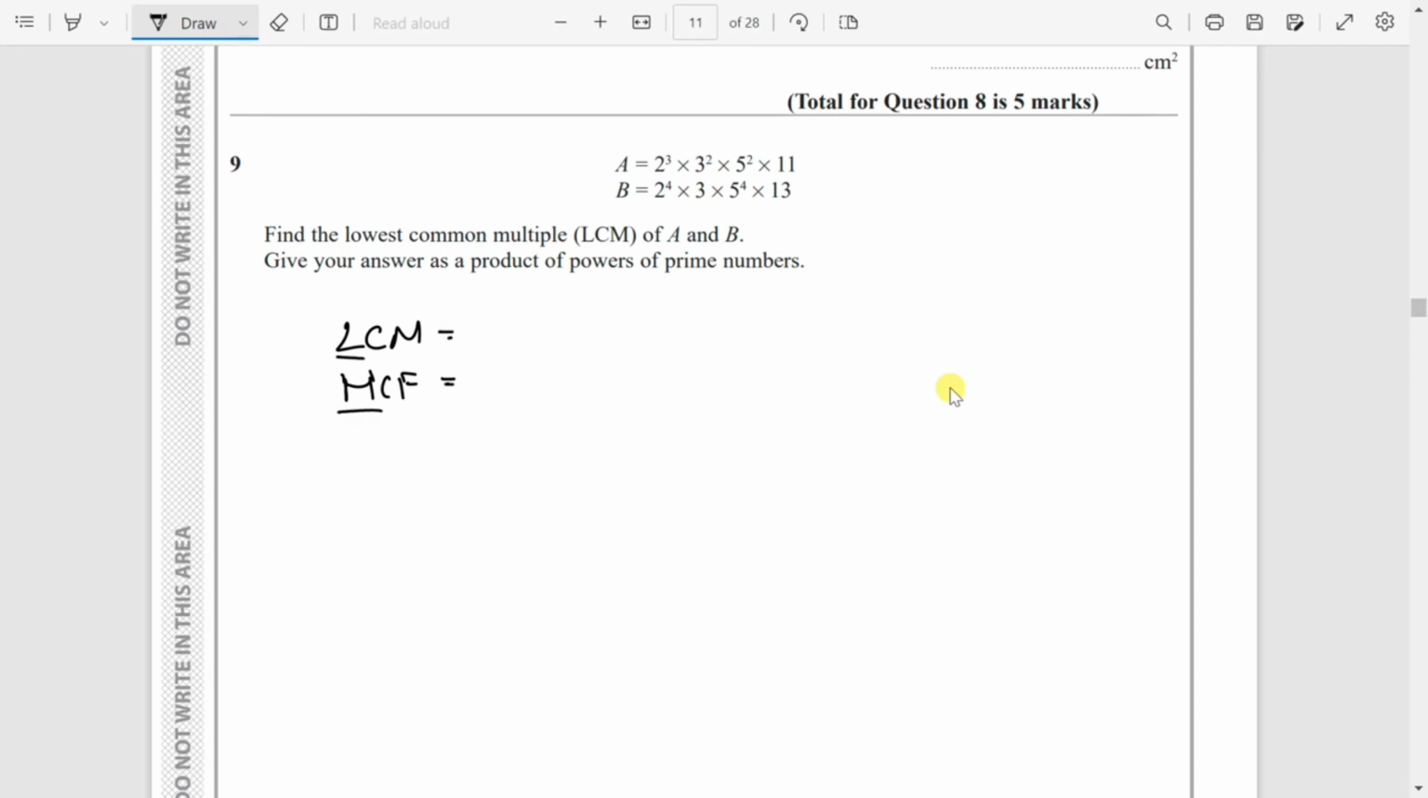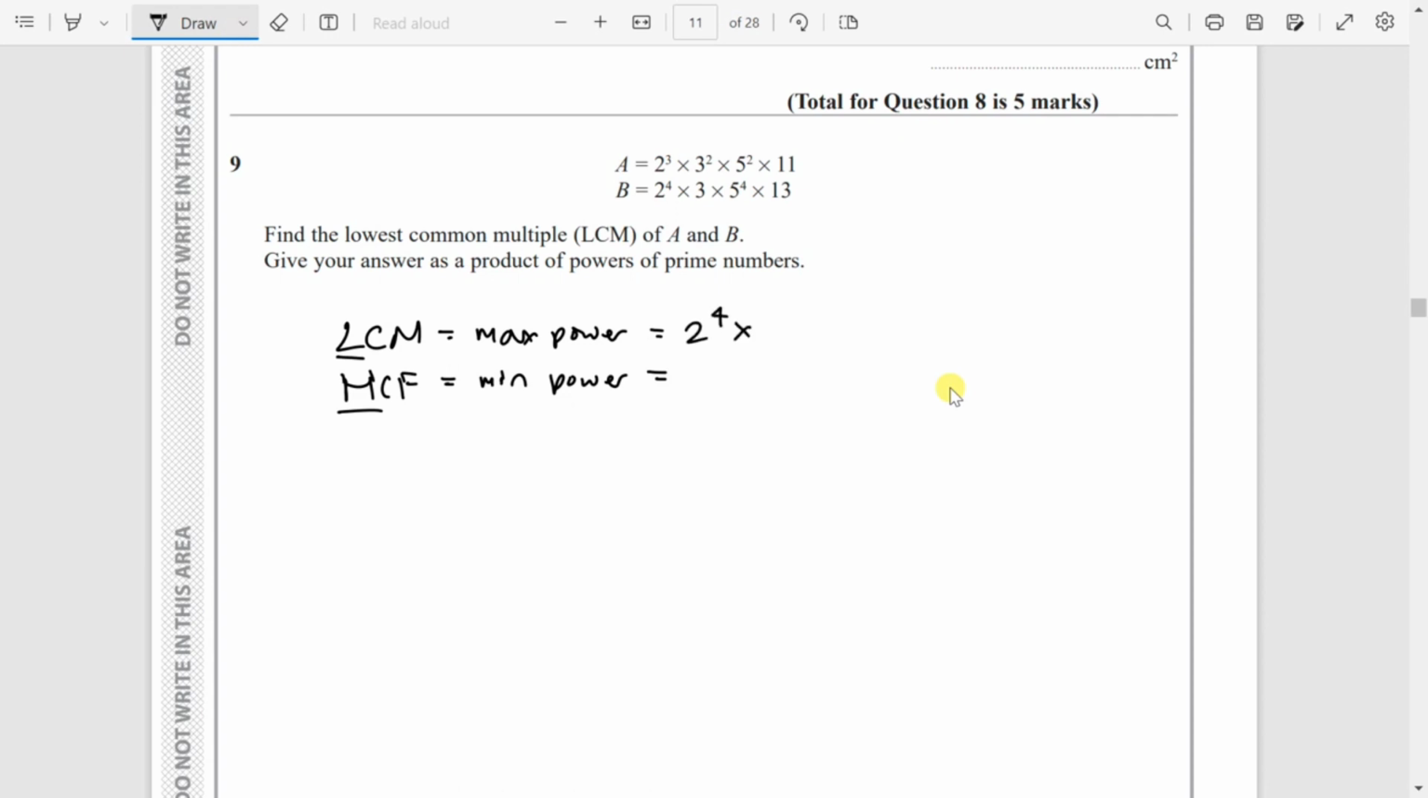So in this case, when you think of the lowest and the highest for this kind of question, the lowest is actually the maximum power of A and B, whereas the highest common factor is the minimum power of A and B. So because we want LCM, we're going to take the maximum power of A and B. So look at A. You got 2 to the power 3, 2 to the power 4. The maximum power is obviously 4, so 2 to the power 4.